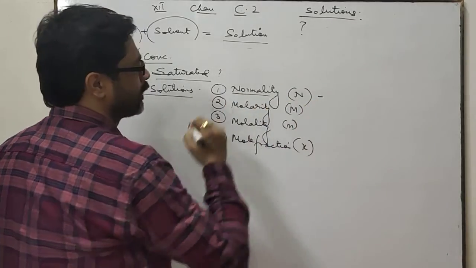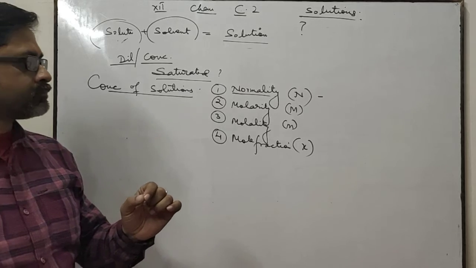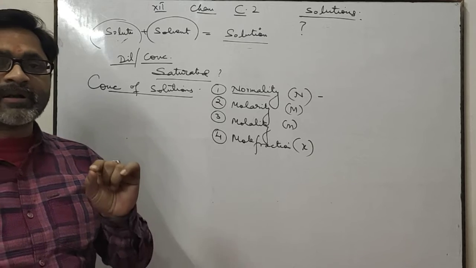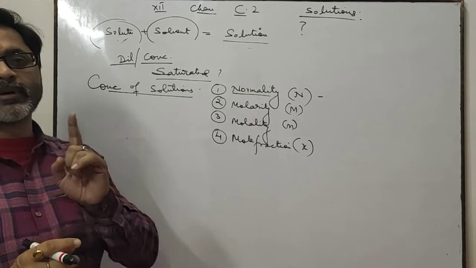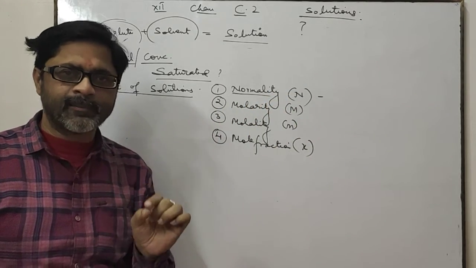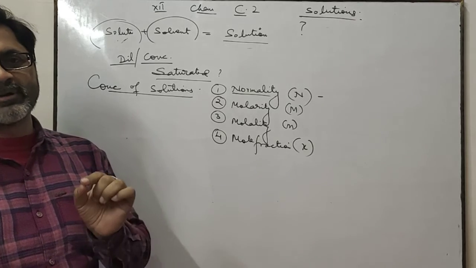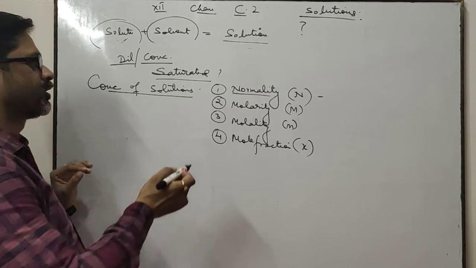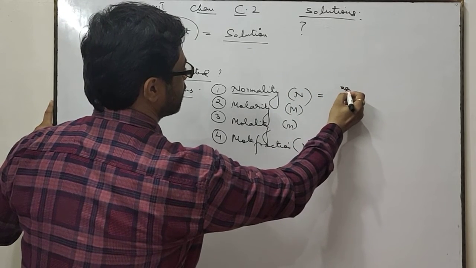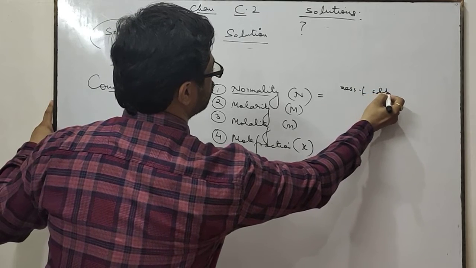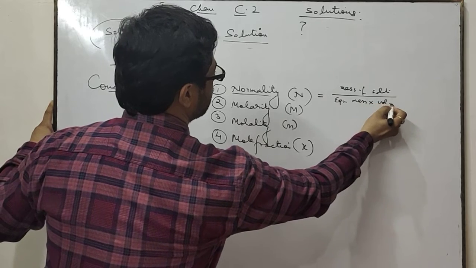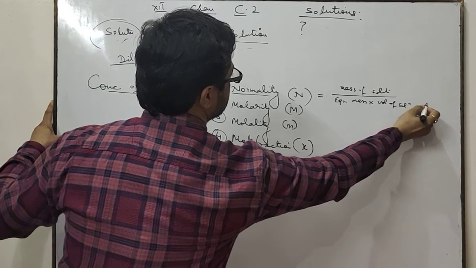What is normality? Normality is the number of gram equivalents of solute dissolved in per liter of solution. Normality can be calculated by using this formula: mass of solute upon equivalent mass of solute into volume of solution in liter.